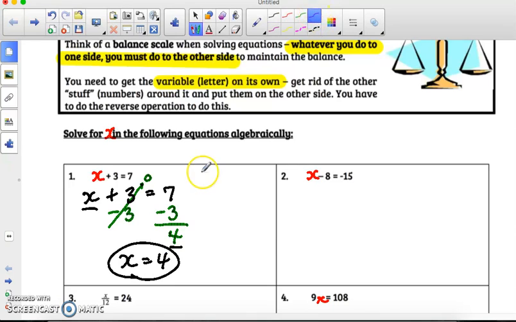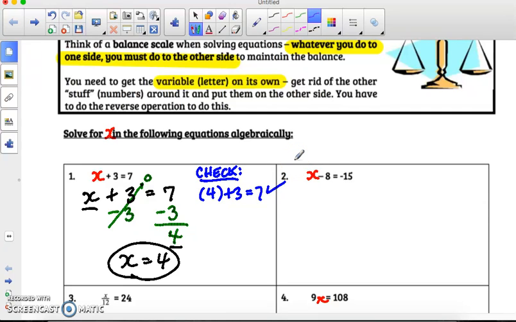Now, you can check your answer by doing this. Remember, you can plug in or substitute for x by using brackets. We know x is 4, plus 3 equals 7. We know we're correct. Okay?